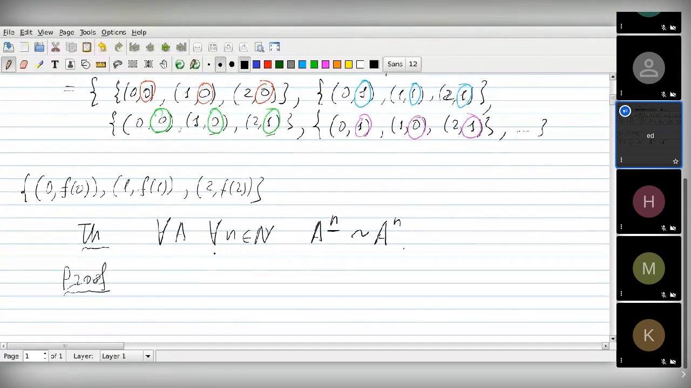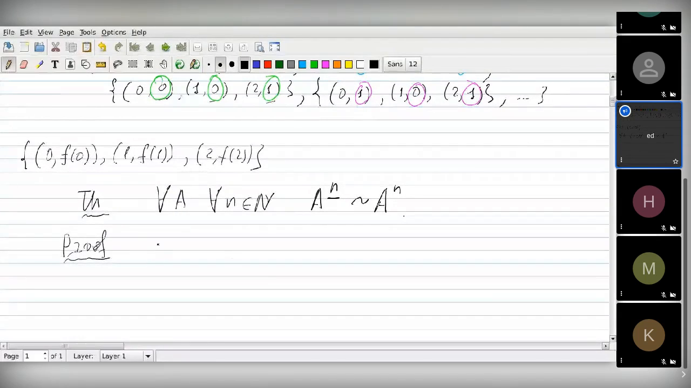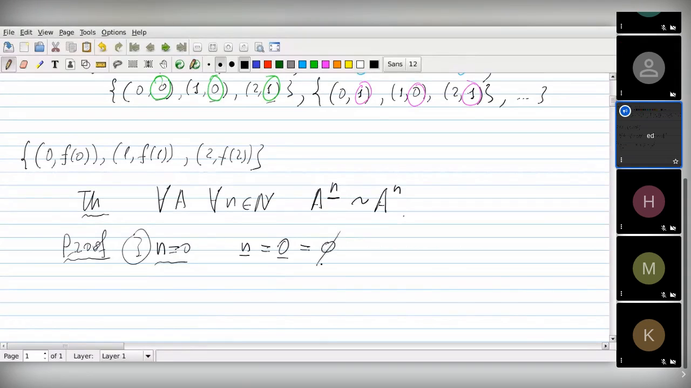Okay, let's prove it. So let's consider some cases. What if n equals 0? When n equals 0, n underlined is what? What is the set of all naturals which are less than 0? Empty set. The empty set, of course.